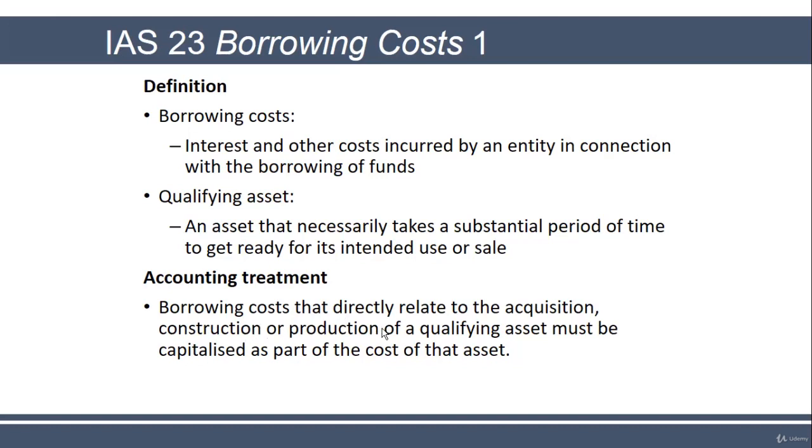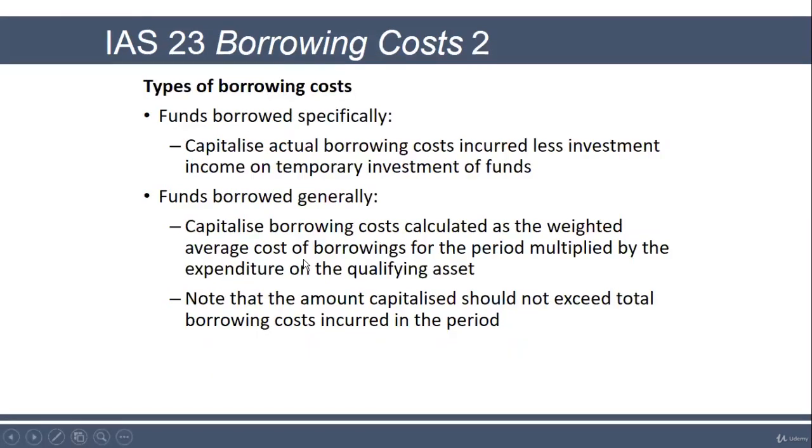Accounting treatment: borrowing costs that directly relate to the acquisition, construction, or production of a qualifying asset must be capitalized as part of the cost of that asset. This is what we just discussed. Types of borrowing cost: funds borrowed specifically, funds borrowed generally. Funds borrowed specifically means that probably you took some loan and you took it at 8%. So this 8% is your borrowing cost. This is called specifically.